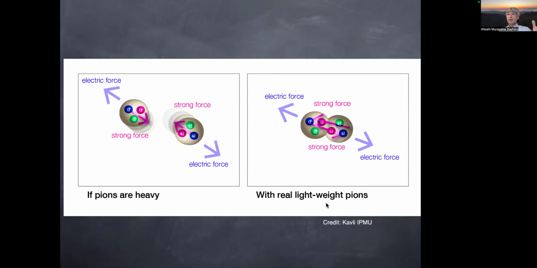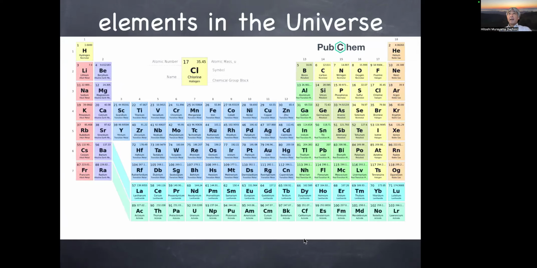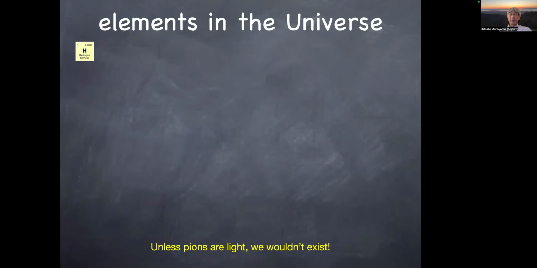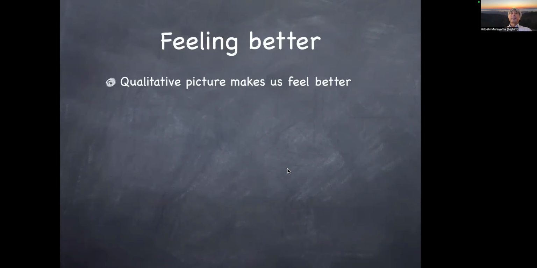So if the pion were not light enough, as we know from experiment, then none of these nuclei could actually exist as a bound system, so all nuclei would disintegrate into just the protons and neutrons. So there would be only hydrogen as an element in the entire universe. So certainly we cannot live in that kind of a universe at all. So that's why we would like to understand these things better.